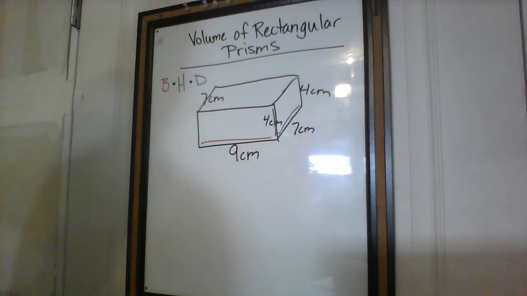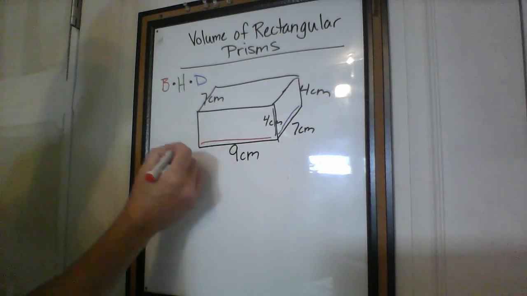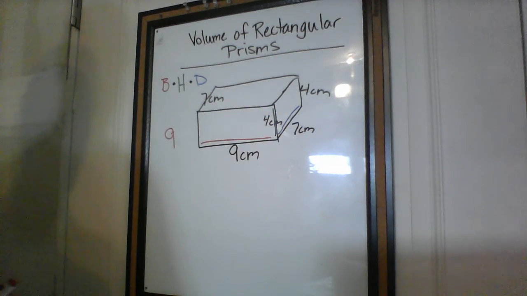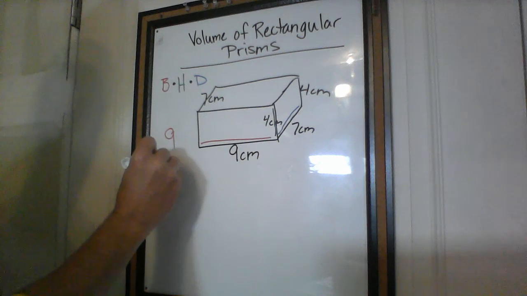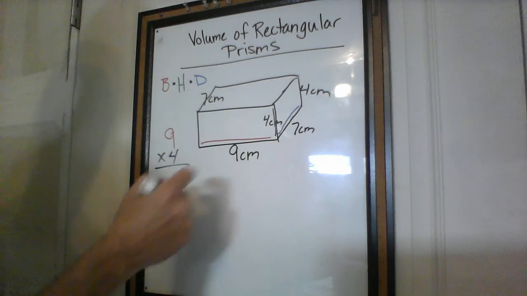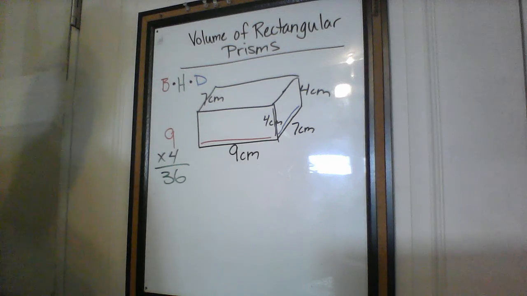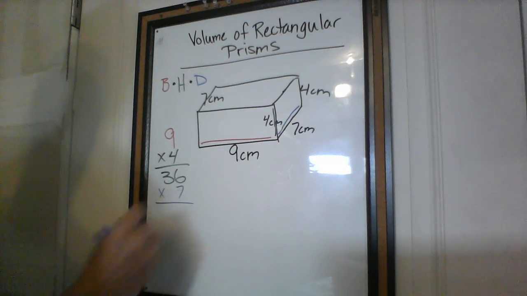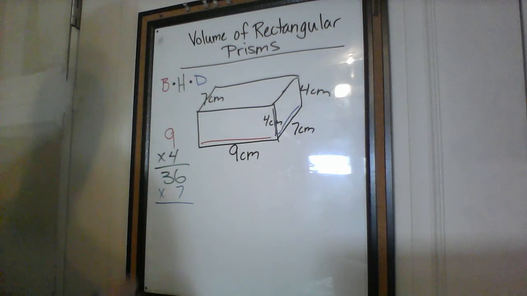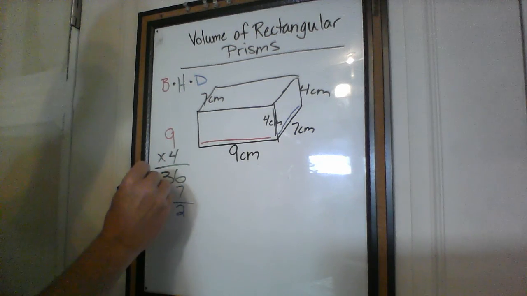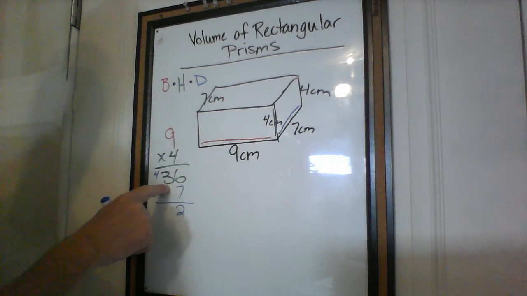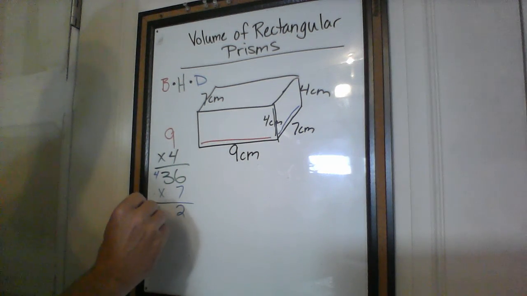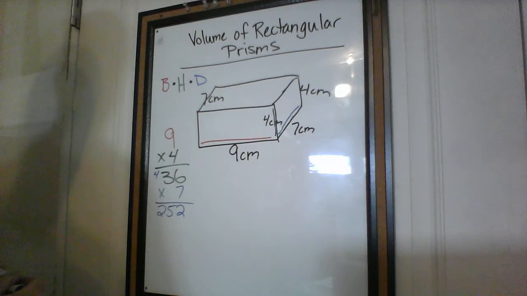So let's get all these numbers multiplied together. We're going to start with our base, 9, and we are going to multiply that by our height, which is 4. 9 and 4, that is 36. Okay. Then we need our depth, which is 7. Let's multiply that by 7. 7 times 6 is 42. 7 times 3 is 21, plus 4 is going to be 5. So there's our 252.